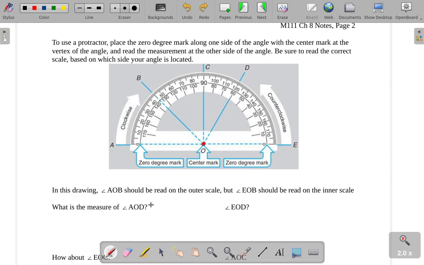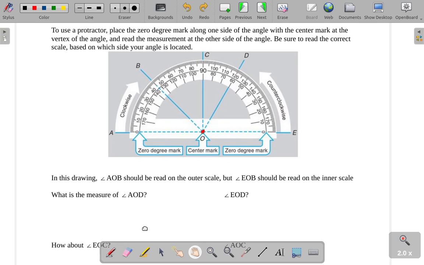Alright, so in the drawing, angle AOB could be read on either scale, but okay, so AOB. It should be read on the outer scale. Okay, so that's what I was just talking about. Alright, what is the measure of angle AOD? We just exactly found that one. That one's 120 degrees, because like I said, this one right here, we want to read the outer scale, so that'd be 120 degrees. EOD, we saw that was 60.